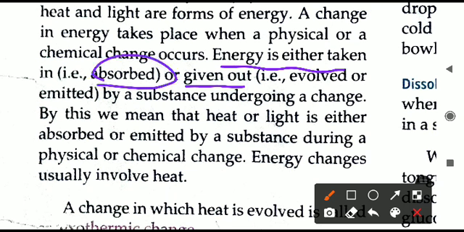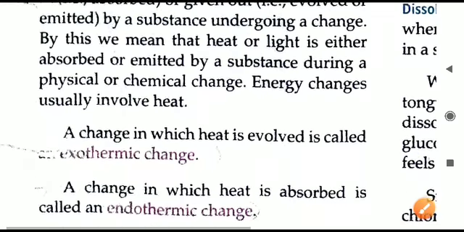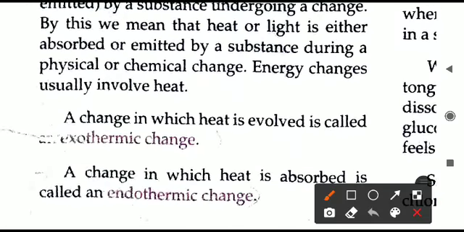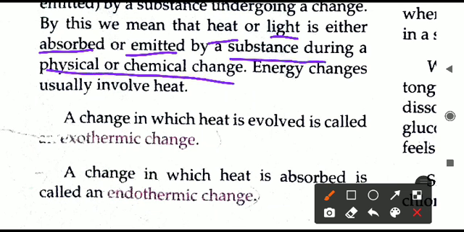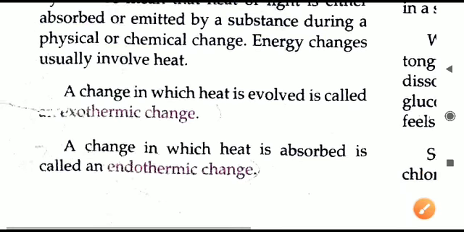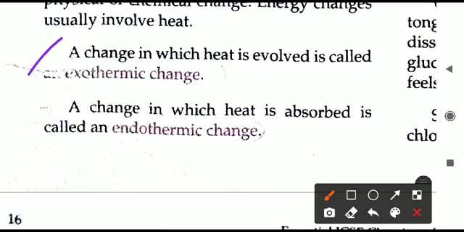Taken in means it is absorbed, or it can be released outside whenever a chemical reaction or physical change is being performed. So what do we conclude there? We conclude that heat energy or light energy can either be emitted or absorbed by a particular substance during a physical or chemical change. Also we can say these definitions related to these changes.